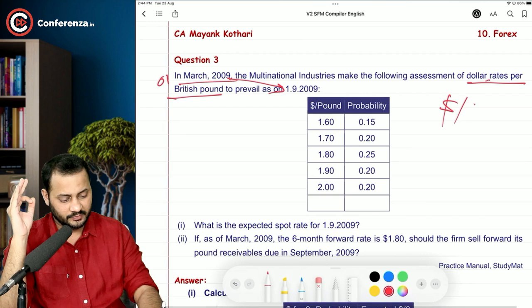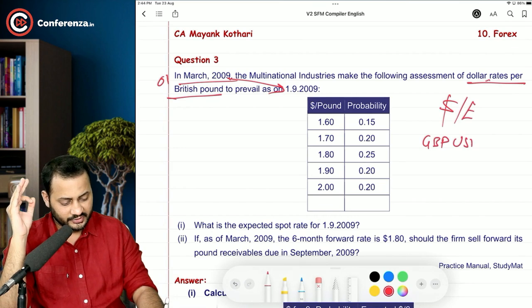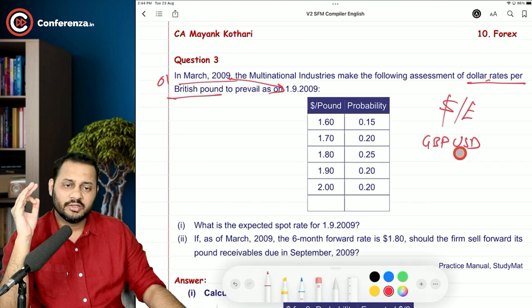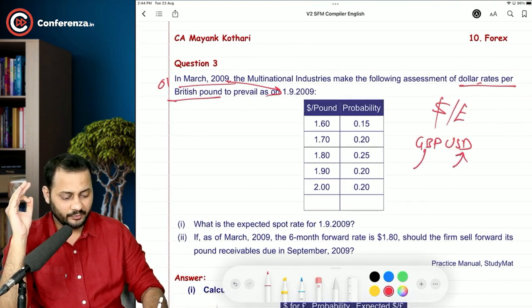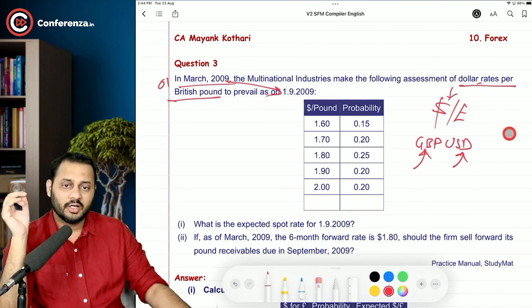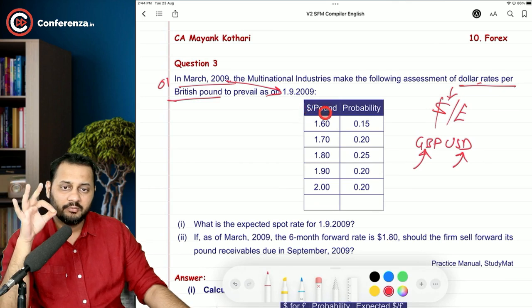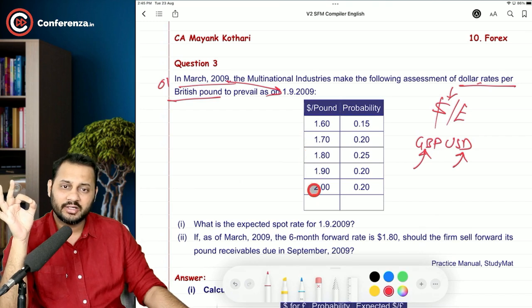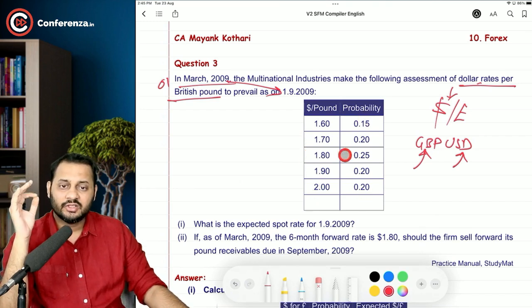So it will be like dollar per pound, or you can write it in ISO code as GBP and USD. Understand that every time you write in ISO code, the price will be written here and the product or the base currency will be here. But in symbol, the price will be written first. Now, you can see dollar per pound. It is dollar per pound since it is in symbol. So after 6 months, the per pound dollar rate can be 1.6, 1.7, 1.8, 1.9 and 2, and the probabilities are this. So the chances of this value are given to you.